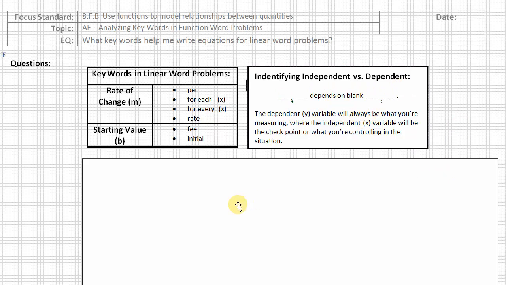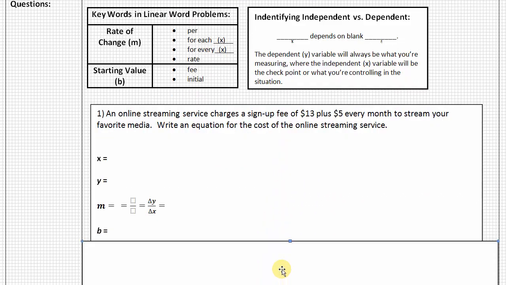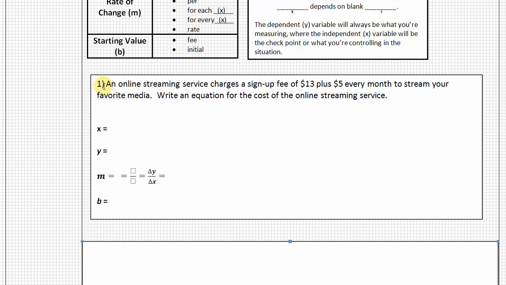So today we're going to take a look at 2 word problems and try to figure out the rate and the starting value, as well as which one is x and which one is y. Let's take a look at our first problem. We have an online streaming service that charges a sign-up fee of $13 plus $5 every month to stream your favorite media.